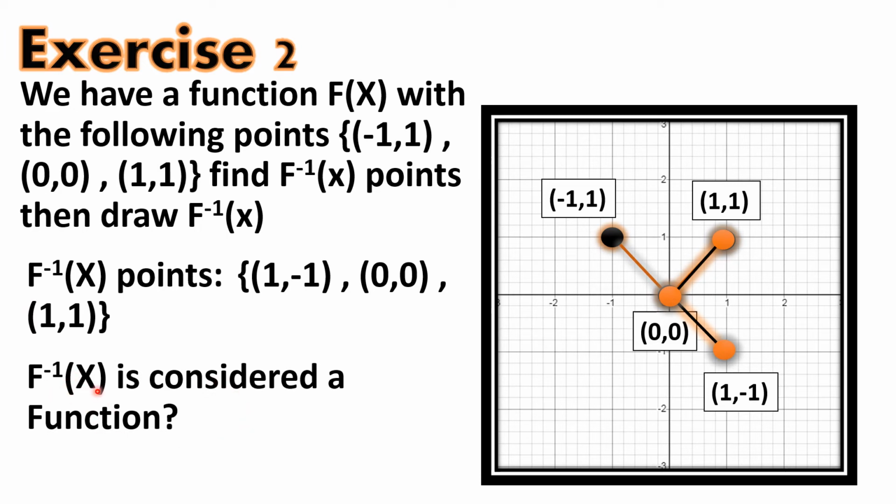Now, is f negative 1 of x considered a function? Let's see here. f of x is considered a function because it has one input and one output. One input, one output. One input, one output. But here, we have 0 gives us one output. But 1 gives us two outputs. 1 gives us 1 and 1 gives us negative 1. So we have one input, multiple outputs. So the inverse of this function is not considered a function.